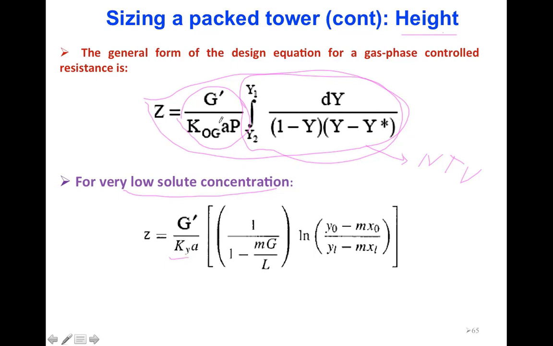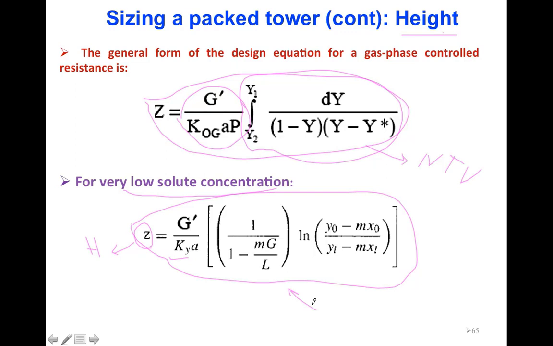So instead of having this equation, for a very dilute solution or very low concentration of solute, we can use this equation directly to find the height of the column. This is the height of the packed column. This is the HTU, height of transfer unit. This is NTU, number of transfer units. So we will use this equation directly to find the height. No need to go to the other equation. This is the equation that we are going to use.